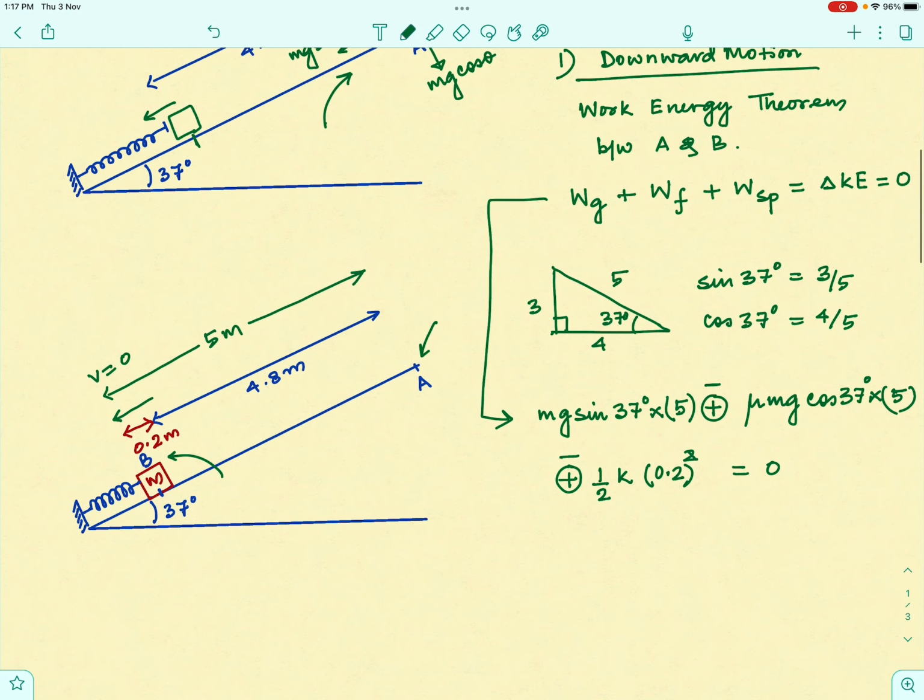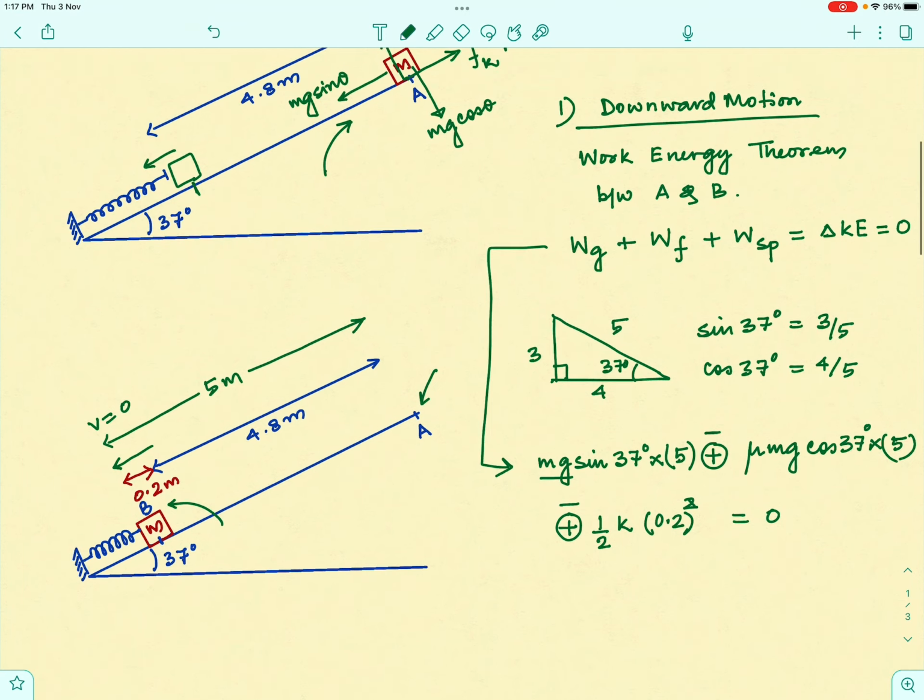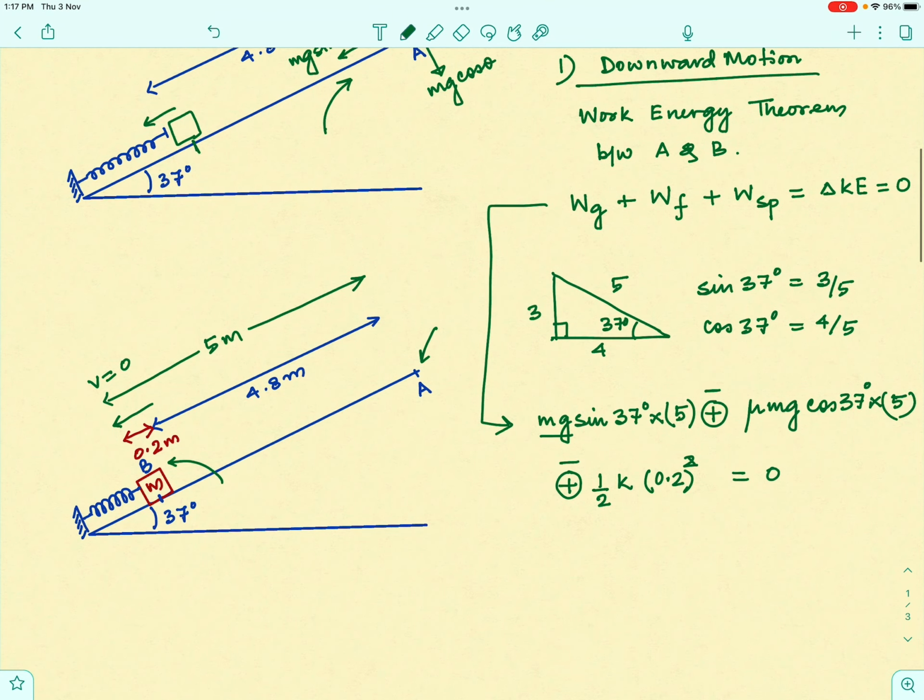Now, we can substitute the values here. The block's mass is given to be 2 kg. So, its mg value will be 20 into sine 37, which we know is 3/5, into 5. This becomes your first term, minus mu into mg, which is once again 20, into cos 37, which is now 4/5, into 5, and minus half k into 0.2 whole squared, which will be 0.04, which we can simplify in the next step now.